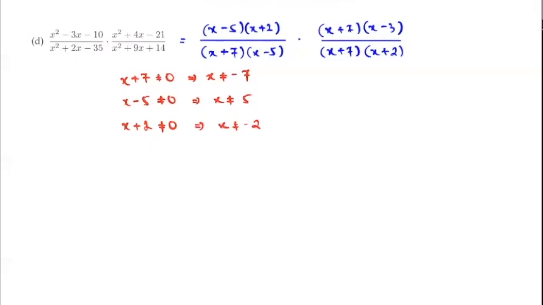Next step is cancellation. So x plus 7 cancel out. Right. For this one, you can cancel this x plus 7 with this x plus 7, or this x plus 7 with this x plus 7. You follow the idea, got it? It's the same thing. Now x minus 5 cancel out. And one more x plus 2 cancel out. And you're left with x minus 3 over x plus 7.